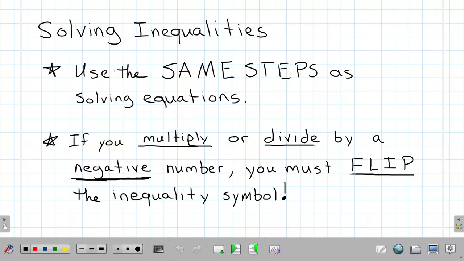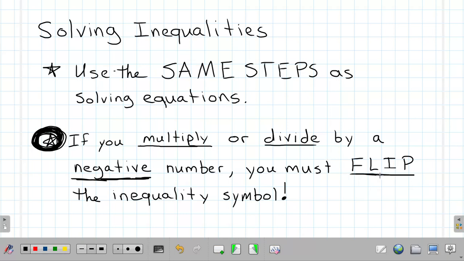But one-step equations, two-step equations, multi-step equations, so 3 or more steps, all the same rules apply to inequalities. So we can have one-step inequalities, two-step inequalities, multi-step inequalities. But once again, every single step is the same except for this one right here. And if you get nothing else out of today's lesson, it should be this. This is the big thing you need to pay attention to: if you multiply or divide by a negative number, you must flip the inequality symbol.